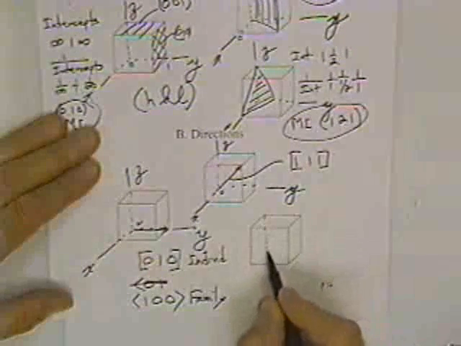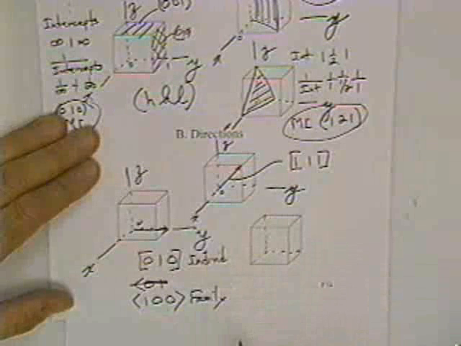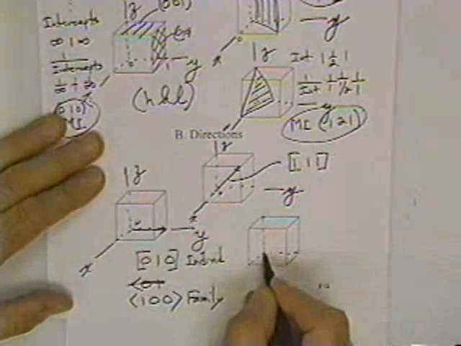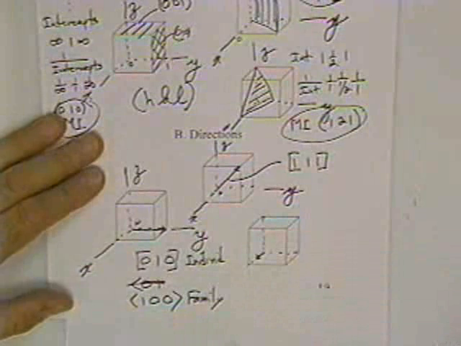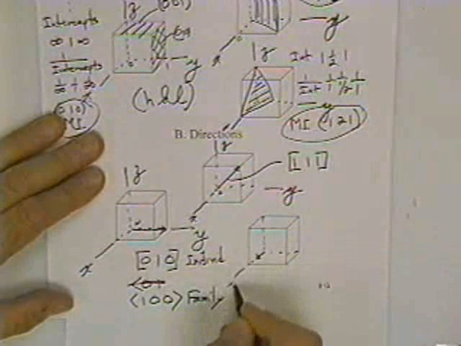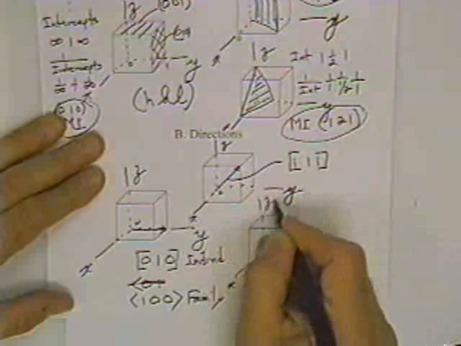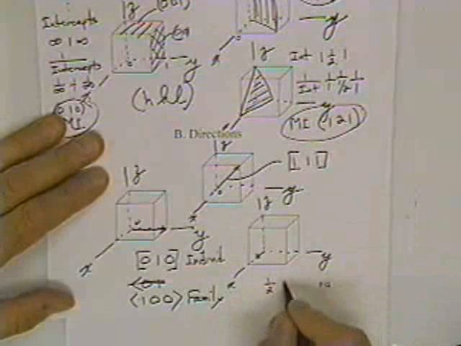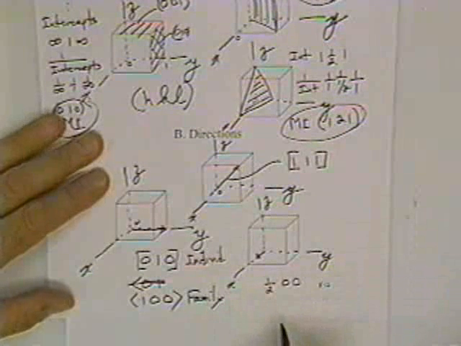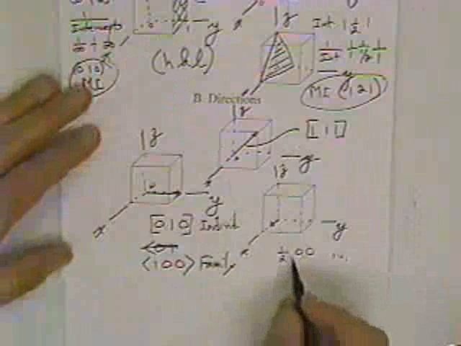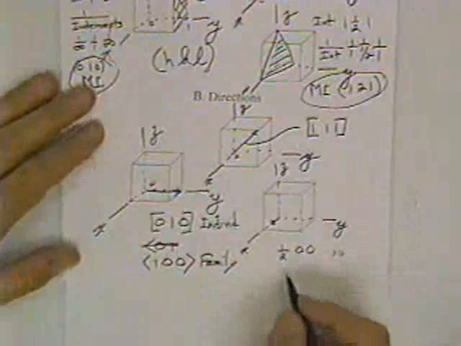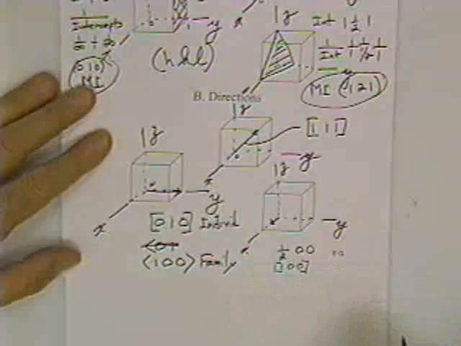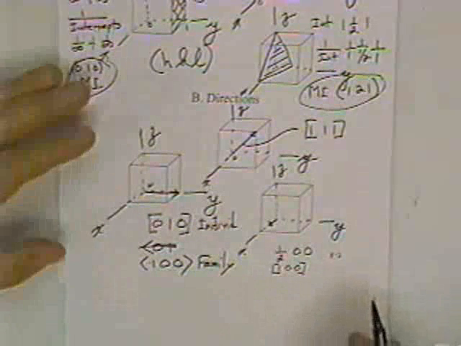That works for cubic systems. And let's try one more. Let's try one that only comes out to the half position there. So the direction would be half, 0, 0. Okay, the intercepts would be half, 0, 0. You clear of fractions, and this would be the 1, 0, 0. Directions are always reduced to their lowest common denominator.